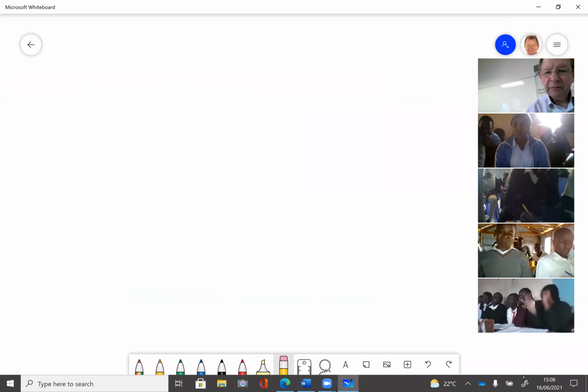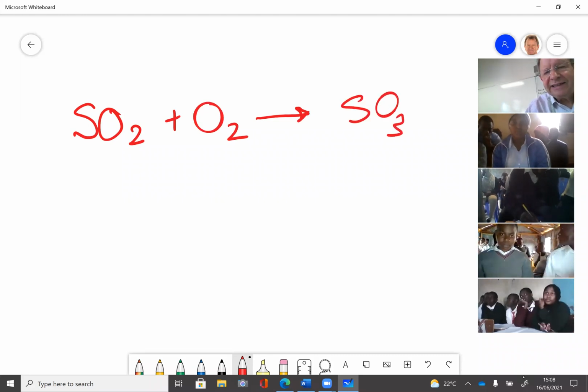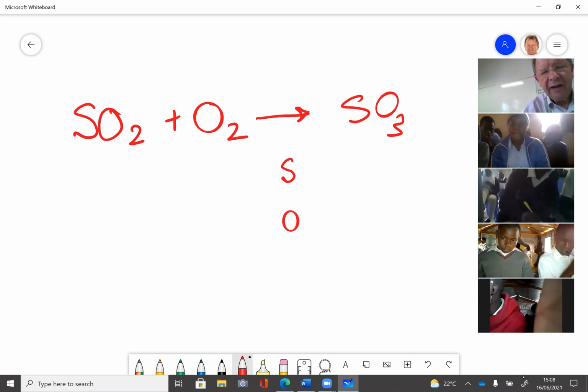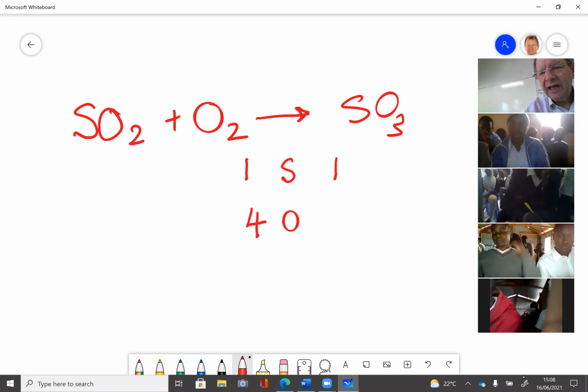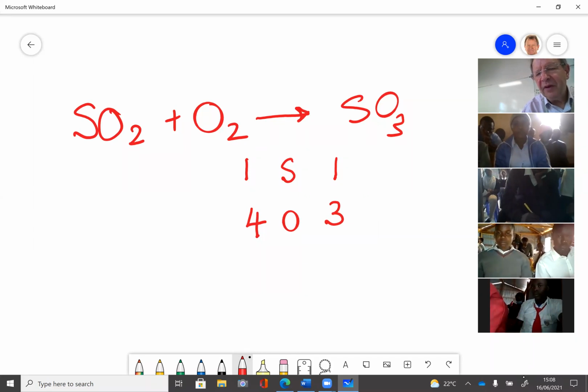I have SO2 plus O2 goes to SO3. So I start by writing S and O underneath. I total them on this side, on that side. I have one sulfur this side. I have one sulfur that side. This side, I have 2 oxygens and 2 oxygens. So I have 4 oxygens this side. Here I have 3. That's a problem. This here, 4 and 3, this is a problem here. But they're in 2 different places.